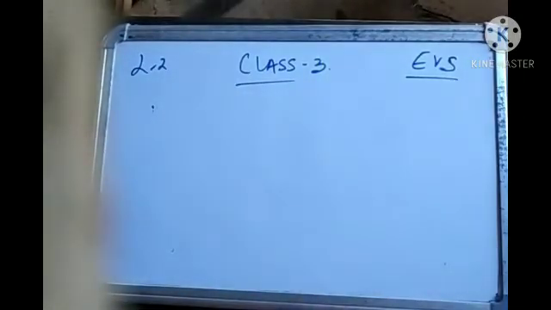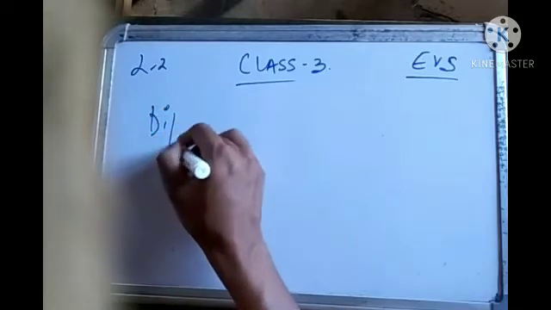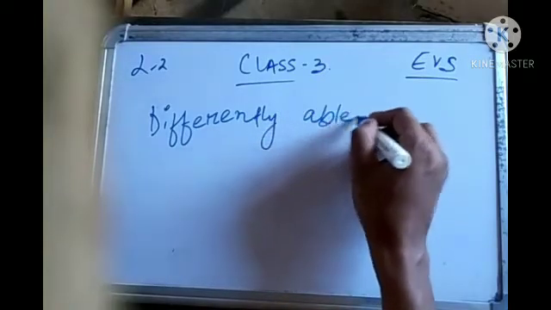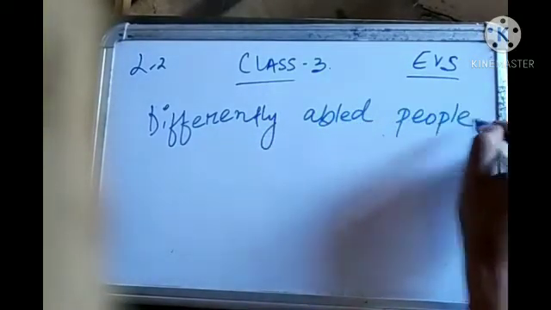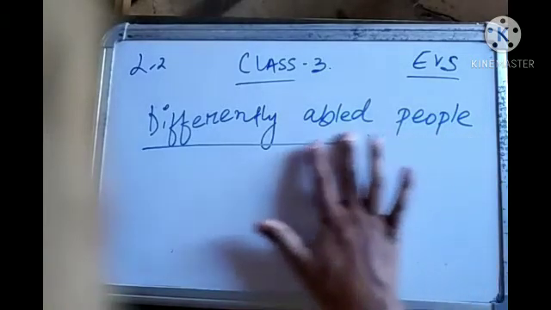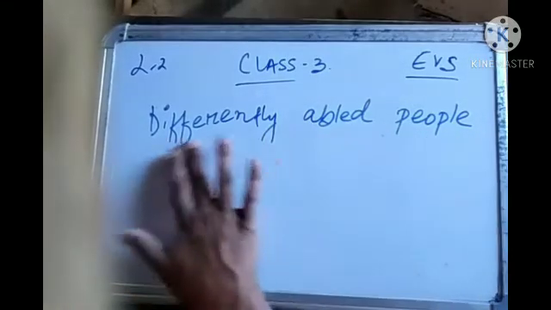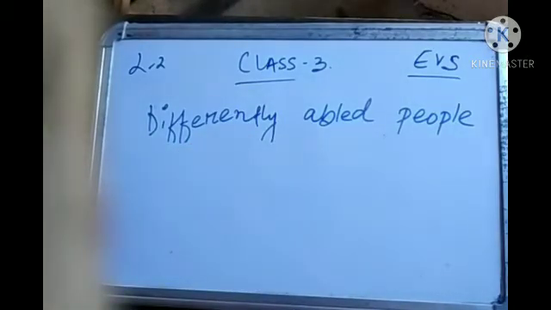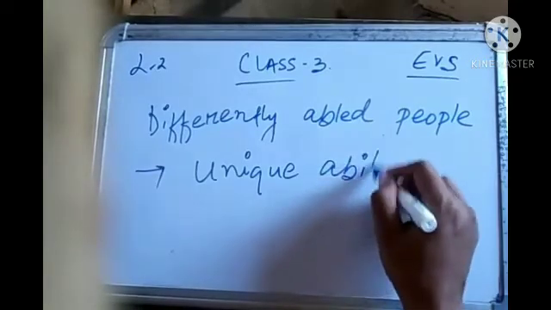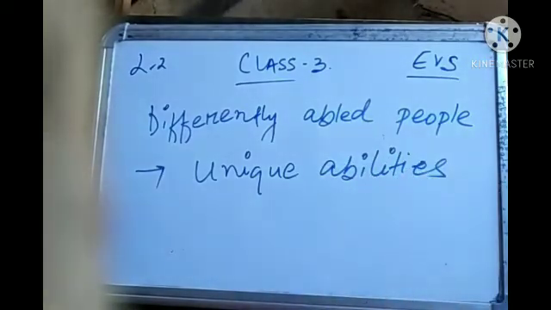Next topic is differently able people. This topic is also on page number 14. Despite the challenges facing them, people with special needs do not lack capability. So they have their own unique abilities, talent, hence the name differently able people.